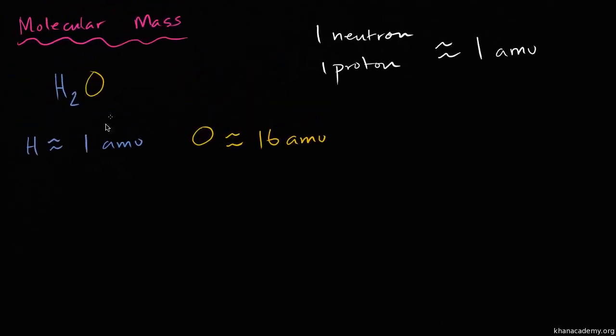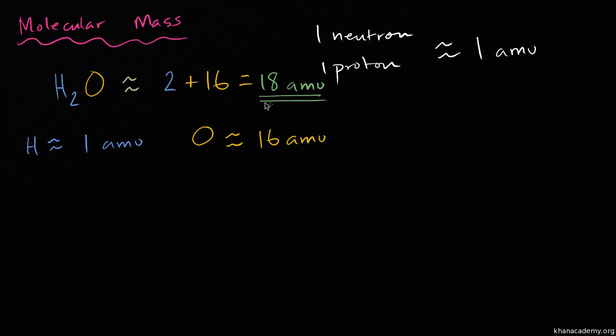So then based on these numbers, you would say that this H2O has an atomic mass of approximately, well, 2 from the hydrogens. Where did I get the 2 from? Each of these two hydrogens have an atomic mass of 1. So if you have 2 times 1, it's just going to be 2 atomic mass units. And then 16 from the oxygen. 2 plus 16 is going to give us 18 atomic mass units.